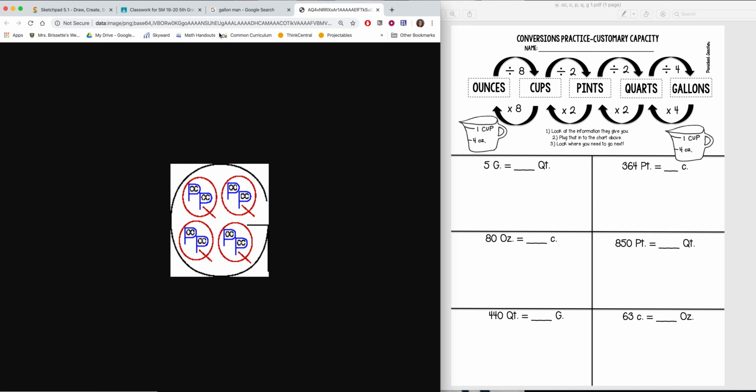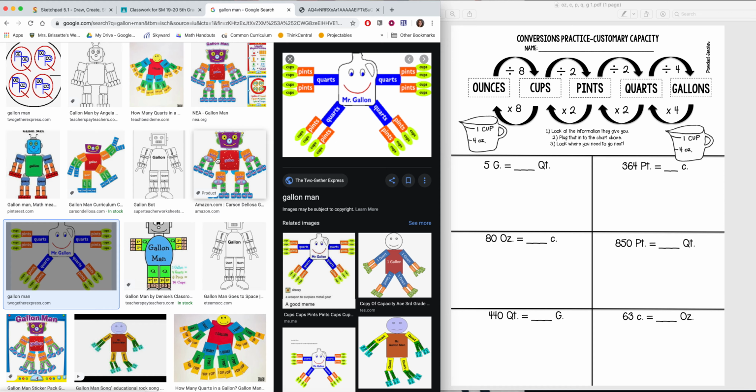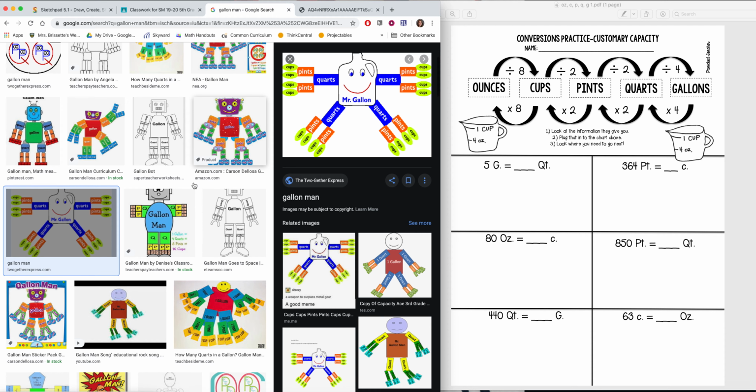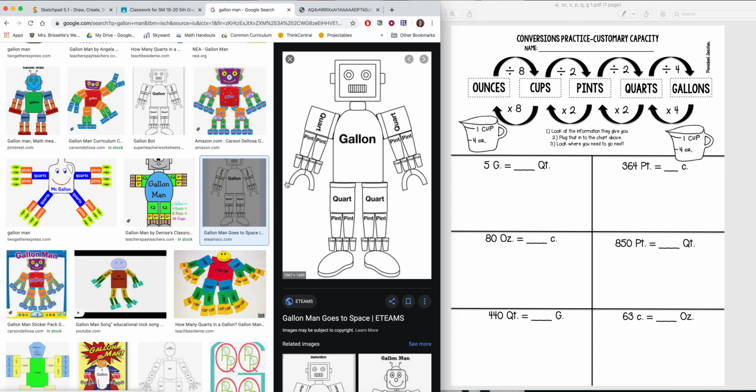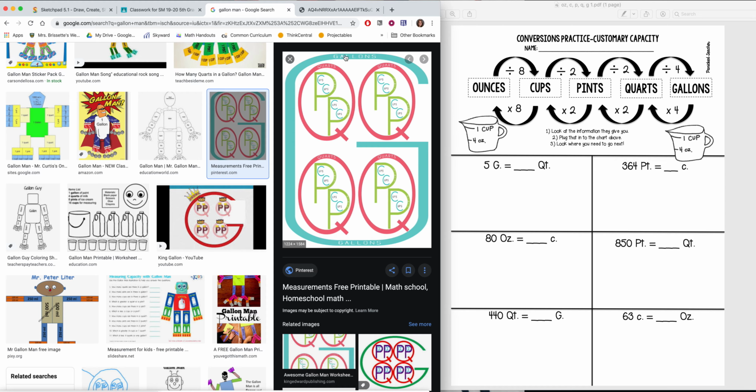Not that you need to be drawing this either, but it might be something to put on the top of your paper just so you remember. You can always pause this and copy it, or you could look up your own little gallon man. Some people like to make the robots so that you see how many of each. I don't think anybody does it with ounces. Here's a prettier one. 1 gallon, 4 quarts, 2 pints in each, and 2 cups in each pint. So it's just a resource for you.